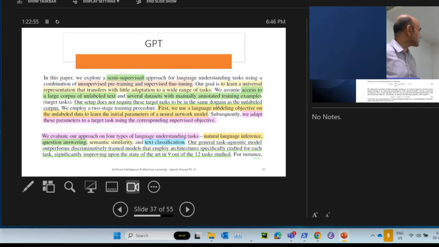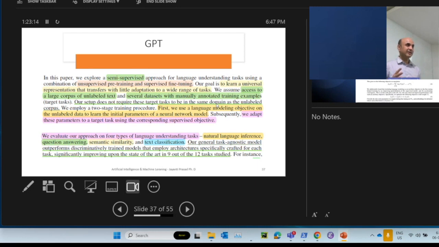We assume access to a large corpus of unlabeled text. So this is the requirement part. What they need: a large corpus of unlabeled text and several data sets with manually annotated training examples. This is also important. For the training purpose, they needed both. You can check in the literature. They needed this unlabeled data like Wikipedia, but they used some labeled data also.